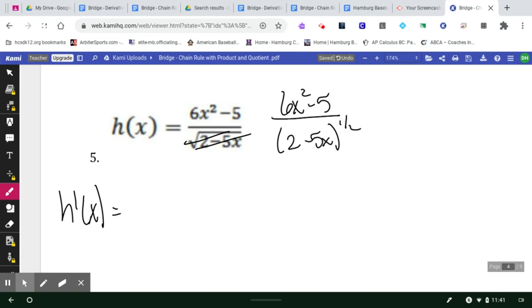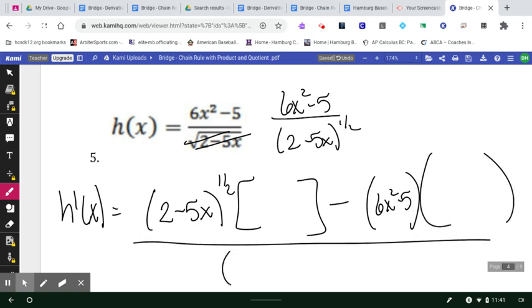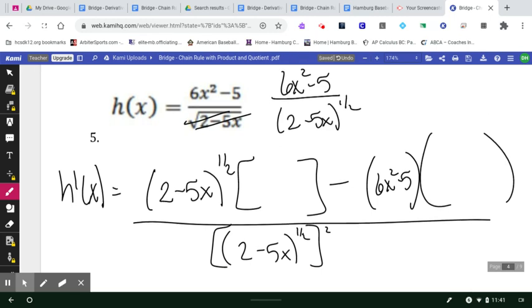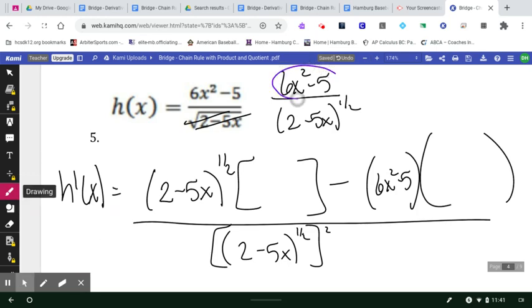All right, so my low is 2 minus 5x to the 1/2. D high, I'm just going to leave a blank for a minute, minus high, D low, all over the low squared. Okay, so I like to set it up, prep myself for it, and then I'll take my derivatives. Low D high minus high D low all over low squared. All right, so I need to start with D high. My derivative of the high is super easy because it's just the power rule. This becomes 12x, and that constant goes away.